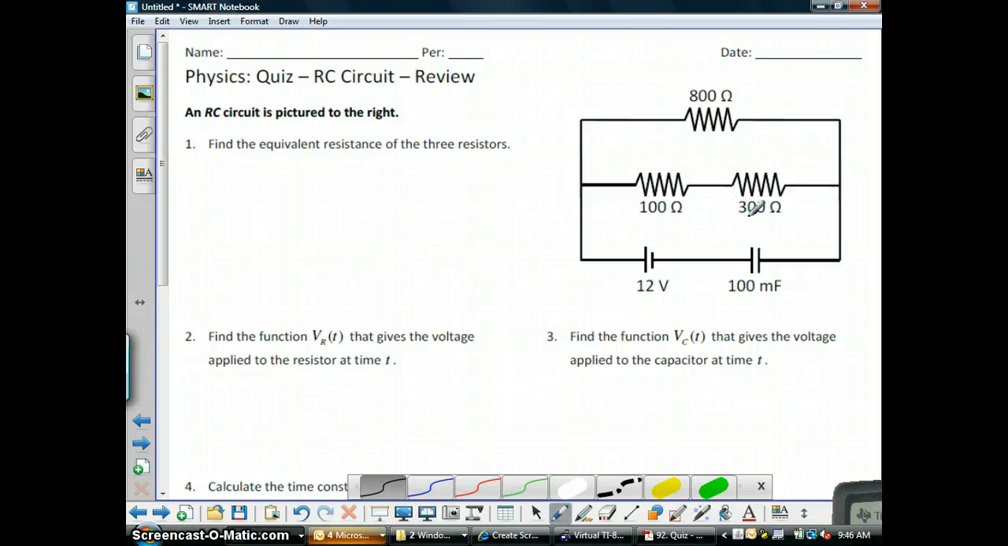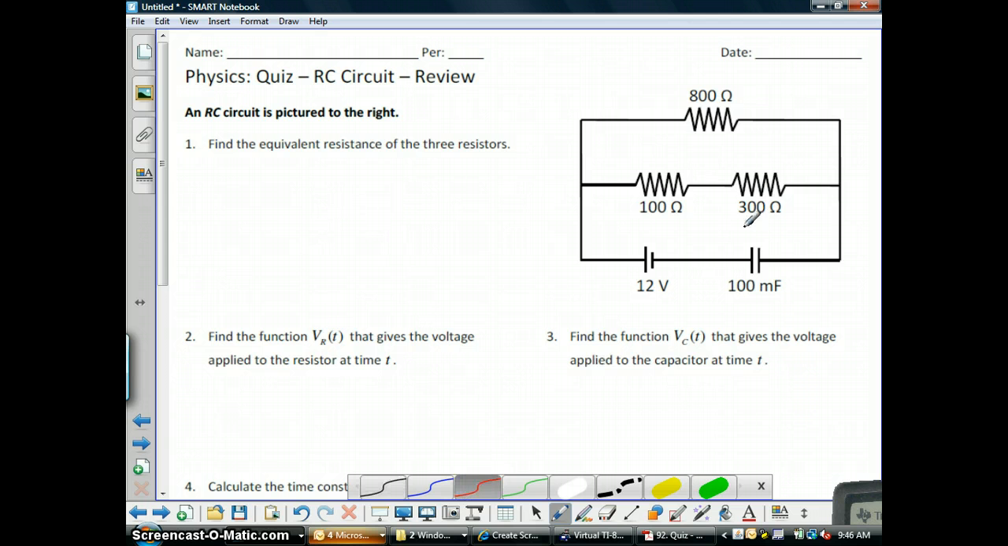Okay, this circuit is similar, but now you have a capacitor here. So the charging and discharging of this is what we're interested in. But first, it asks us to find the equivalent resistance of these three resistors. Pretty much the same thing we just did in the other quiz.